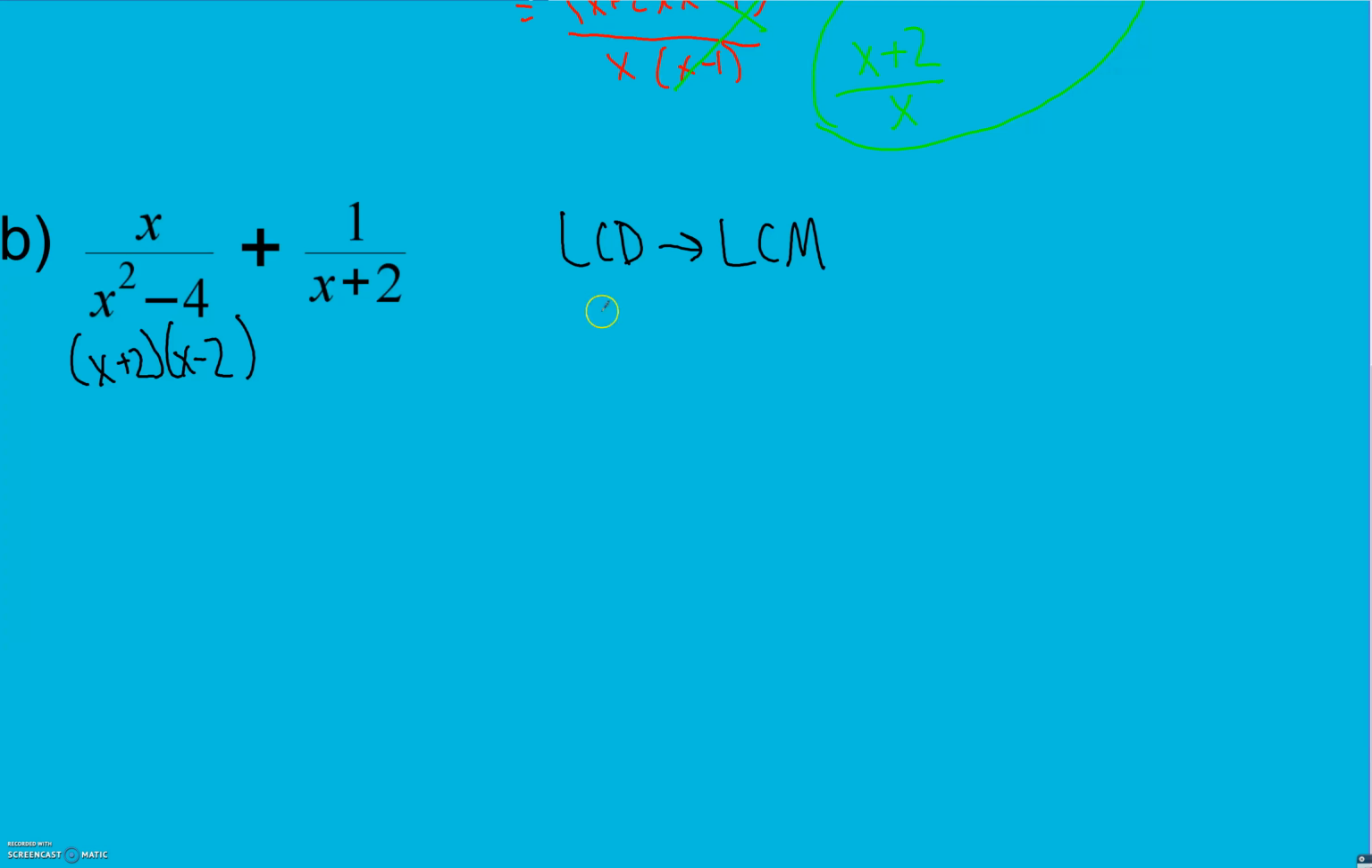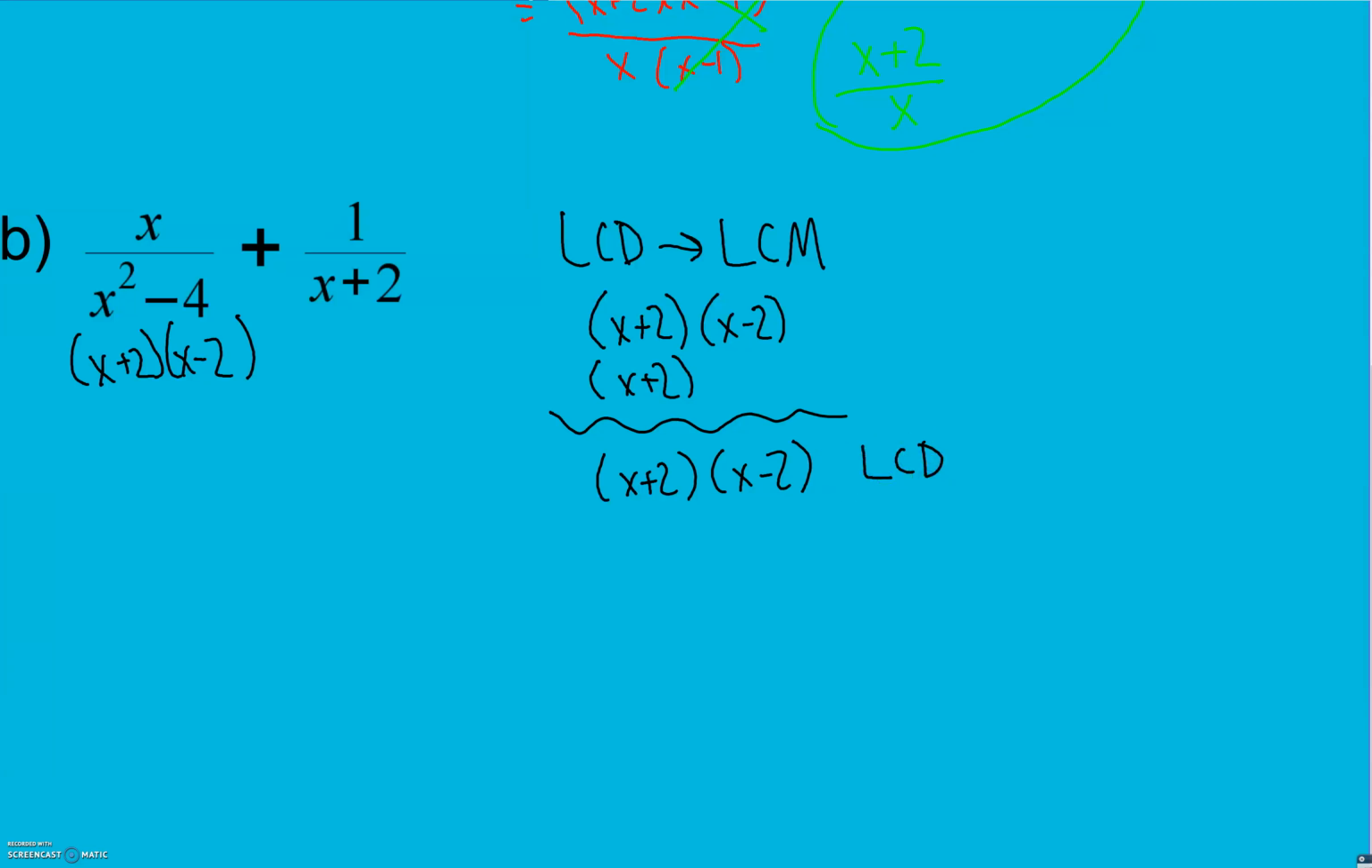My least common denominator here, I'm going to make my columns. For my first fraction, I have x plus 2, x minus 2. In my second one, I just have x plus 2. So my least common denominator, things that I have common between these, I have one x plus 2 factor, one x minus 2 factor. This is my LCD.